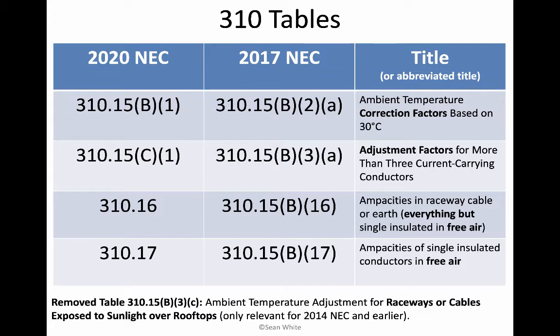310.15b1 is the ambient temperature correction factor based on 30 degrees C. I want to point out here too that this is called a correction factor. The next thing that we're going to look at is called an adjustment factor. So when we're doing wire sizing, which is coming up a little bit later, we're going to do correction factors and adjustment factors. And let me just say one more thing about wire sizing in case you're getting a little bit anxious: we're going to have a lot of examples in wire sizing, and we're going to hit that later in the course. If you like working with examples first, go ahead and go over to those wire sizing videos in this course, and you can see the examples right there.